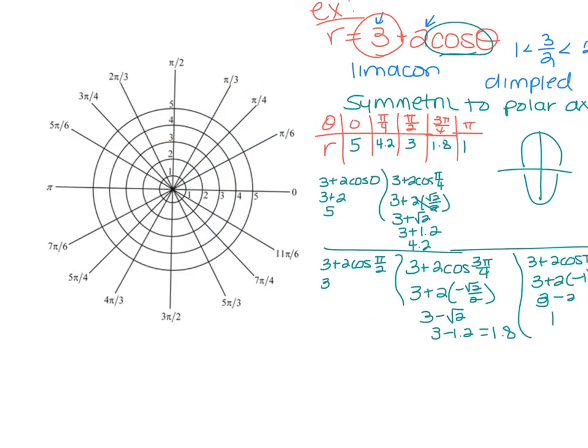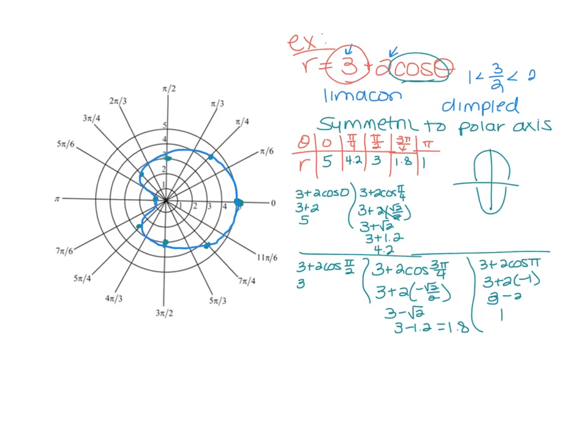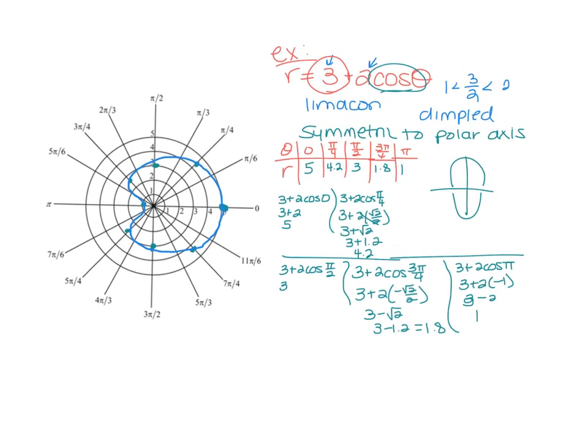So then I graph. At 0, it's 5. At pi over 4, it's 4.2. At pi over 2, it's 3. At 3 pi over 4, it's 1.8. At pi, it's 1. And then it comes back out because it duplicates on the other side. So 5 pi over 4 would be 1.8, 3 pi over 2 would be 3, 7 pi over 4 would be 4.2, and back to 2 pi would be back at 5. Yep.